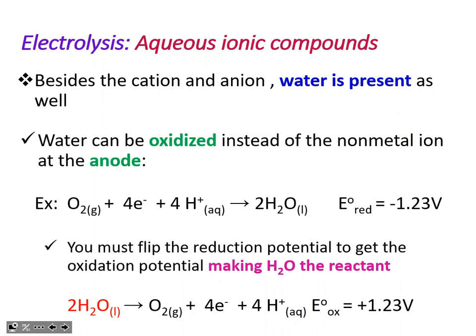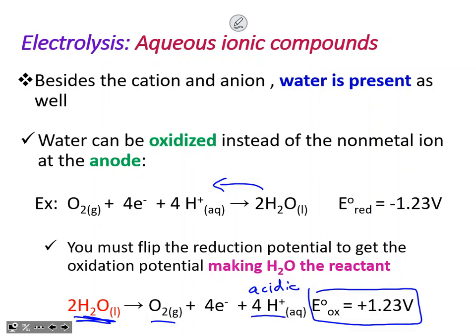Now, in order to make it so that the water is being oxidized, you have to flip this reaction. Flip it, okay? When you flip it, now water is a reactant and it can be oxidized at the anode. You're going to get oxygen gas out of it and some hydrogen. So this ends up making it more acidic. The other one makes it more basic. The oxidizing of water makes it more acidic. But as you can see, the oxidation potential now is changed to 1.23.